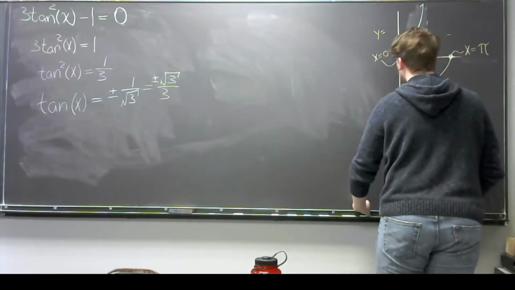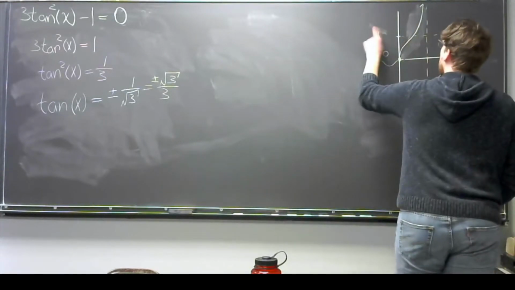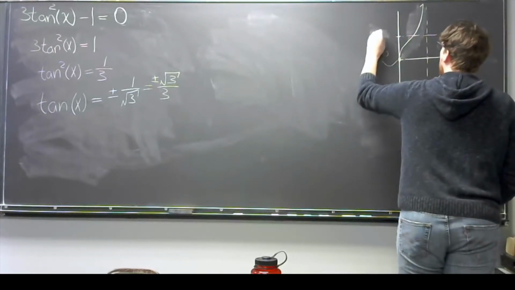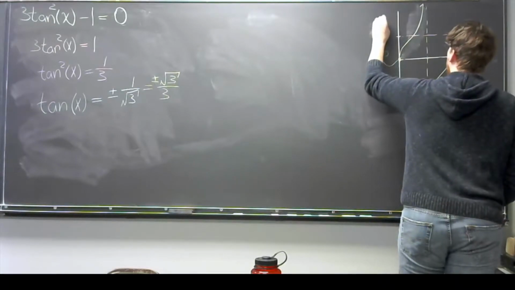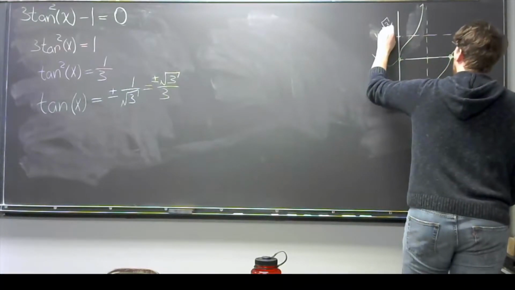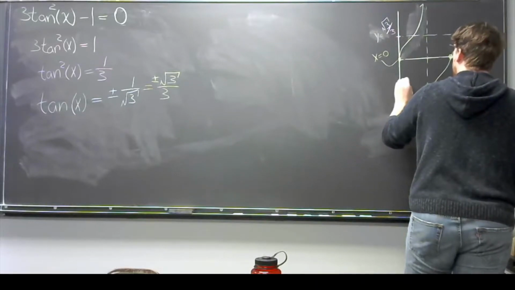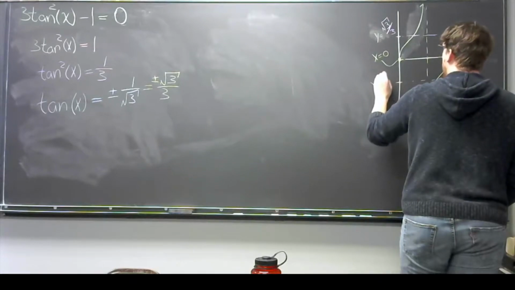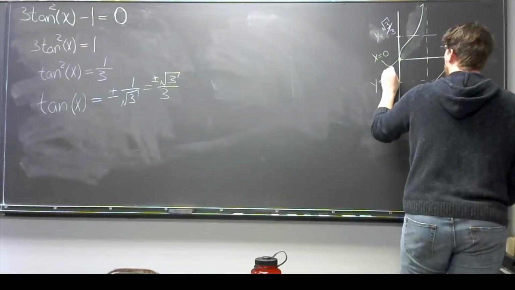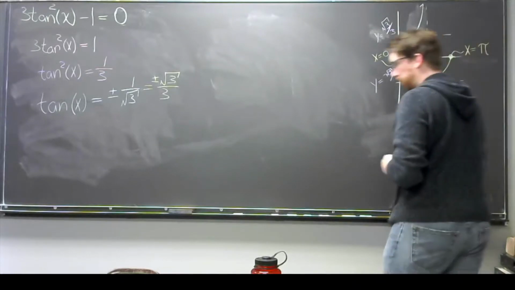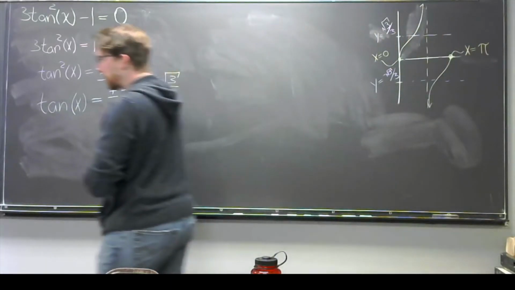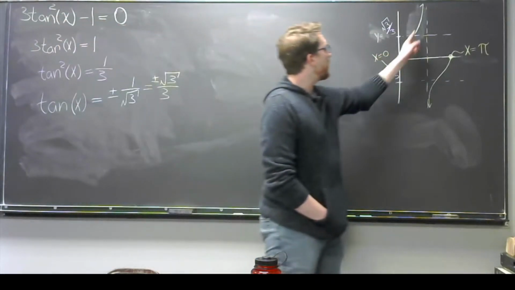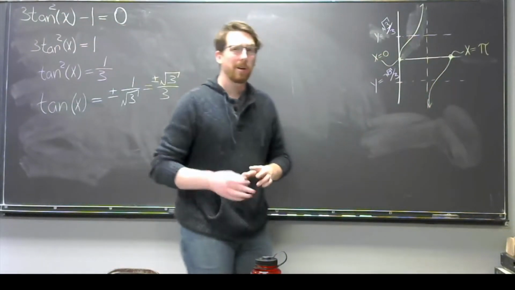On the graph of tangent, let me choose a different color. We can look at the line y is equal to the square root of 3 over 3, and y is equal to the negative square root of 3 over 3. Now when we do that, we find that that line intersects our tangent function in 2 spots.